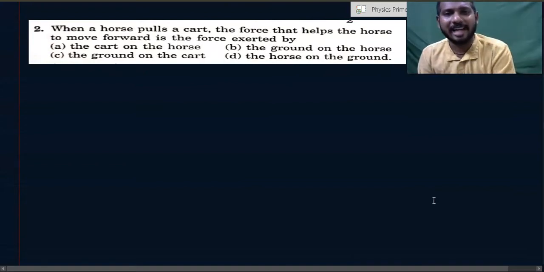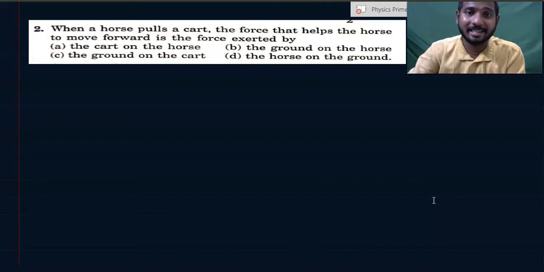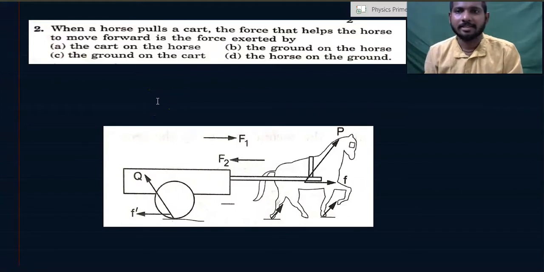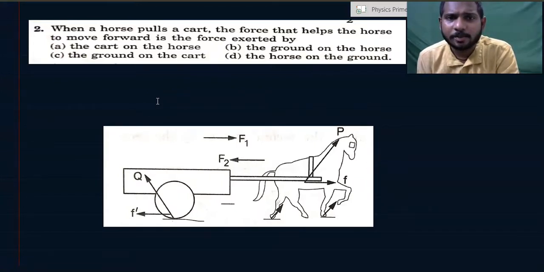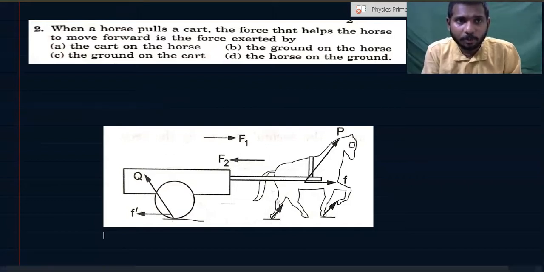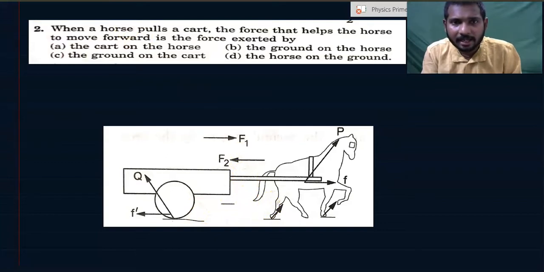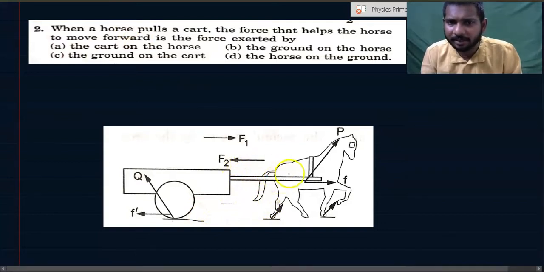When a horse pulls a cart, the force that helps the horse to move forward is the force exerted by. See this question very carefully. See this diagram, students. When a horse is pulling the cart, the force that helps the horse to move forward is the force exerted by. We'll see the free body diagram here.